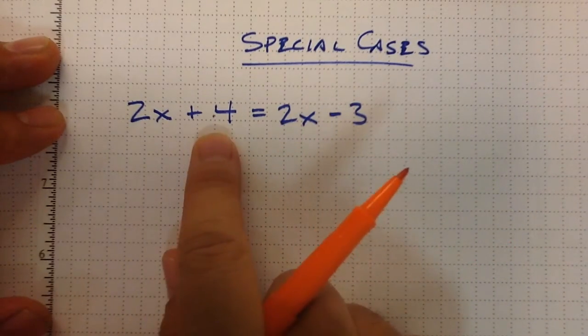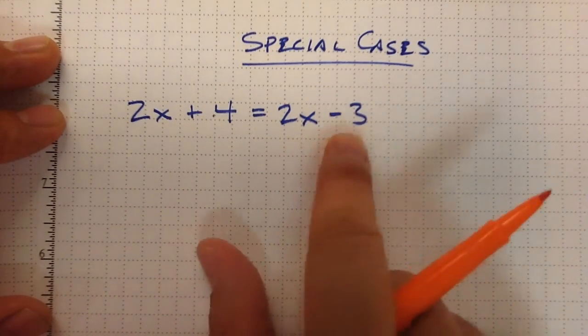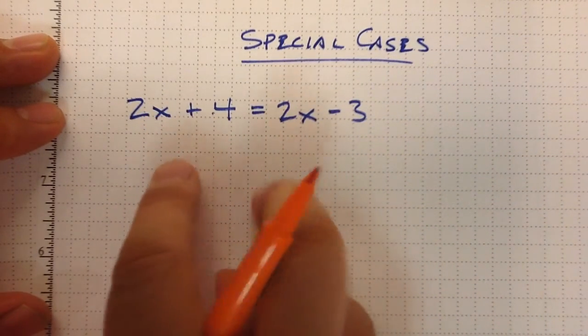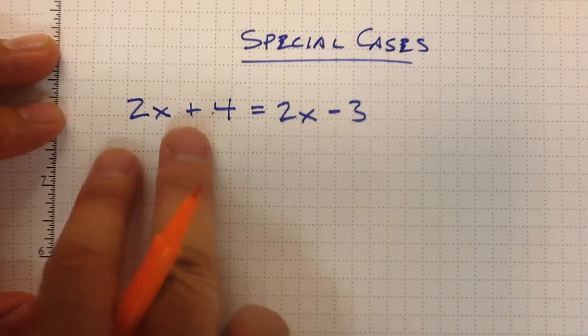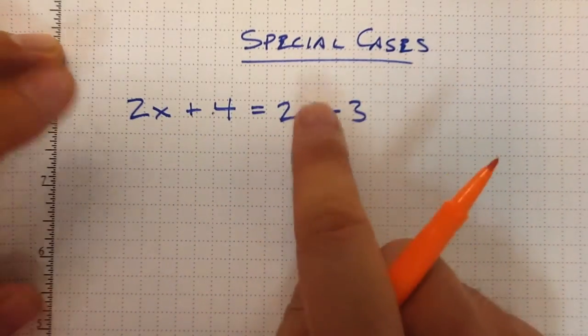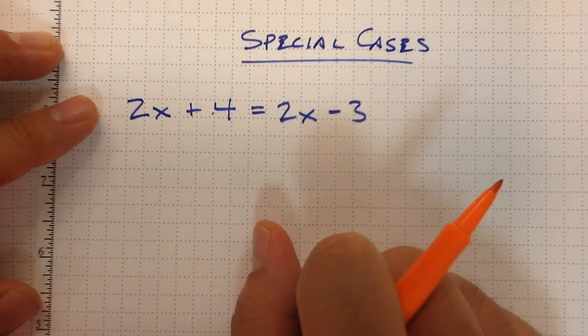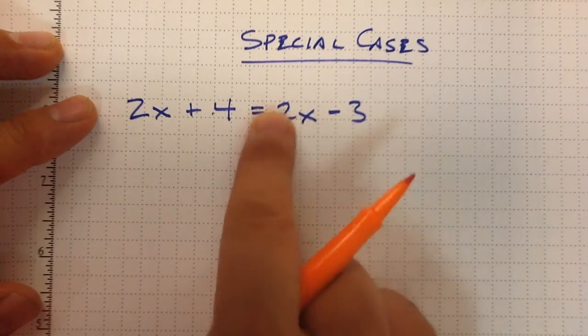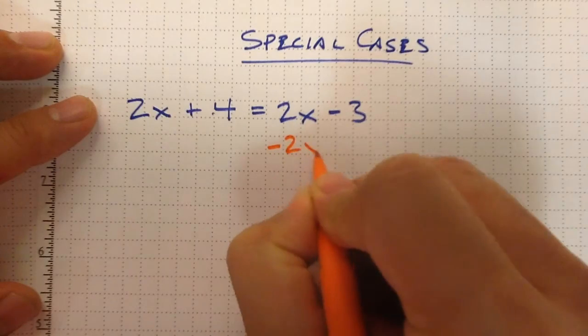All right, so 2x plus 4 equals 2x minus 3. And so first thing would be to simplify, but I don't see any like terms. I don't see any parentheses, so I move to step 2. I don't like variables on both sides. So let's just say, for example, I focused in on this one. I'm going to get rid of this 2x by subtracting the entire thing away.